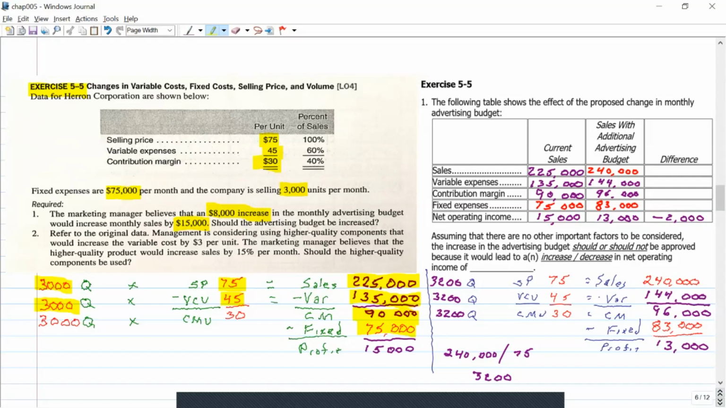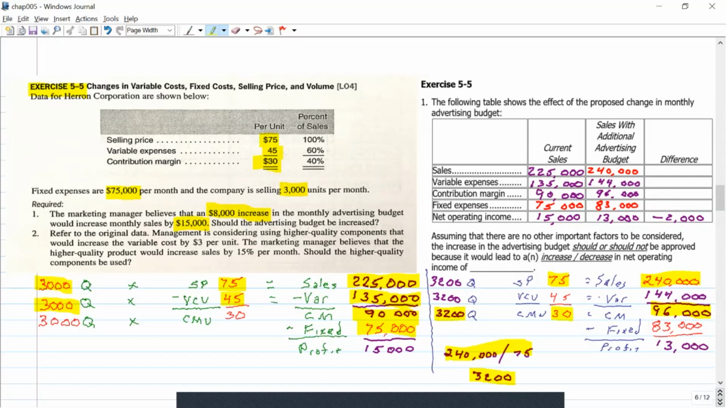In the second scenario, everything that's in red is given to you. They tell you that the selling price is $75, and they tell you that the sales are going to go up $15,000. If you take $225,000 in the old scenario plus $15,000, you get $240,000. If you then take the $240,000 divided by the selling price, you'll end up with 3,200 units that must have been sold. Take that 3,200 units times a contribution margin of $30, and you get a contribution margin of $96,000. Subtract out the new fixed costs, which are $8,000 higher than the old.